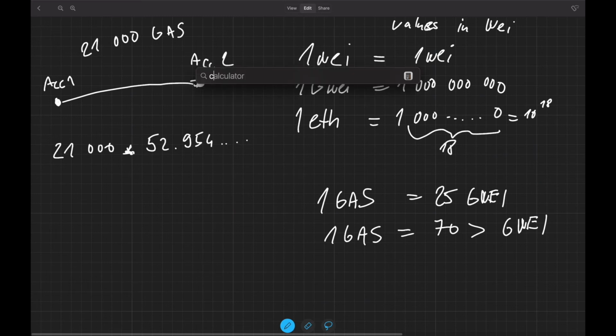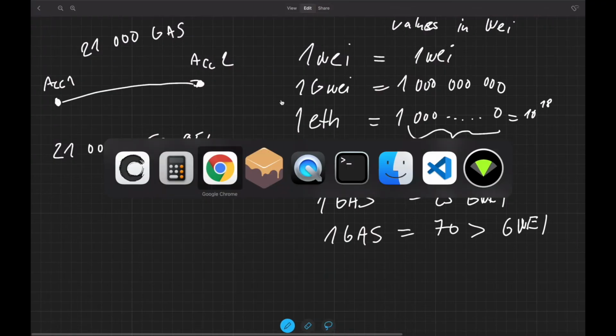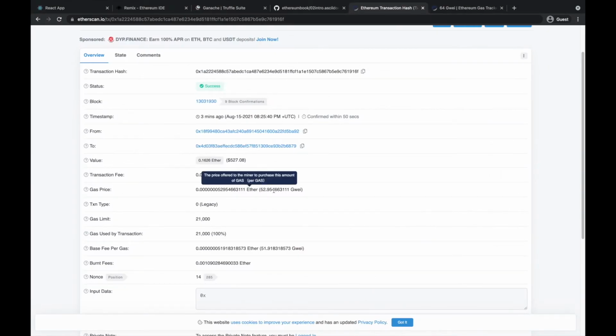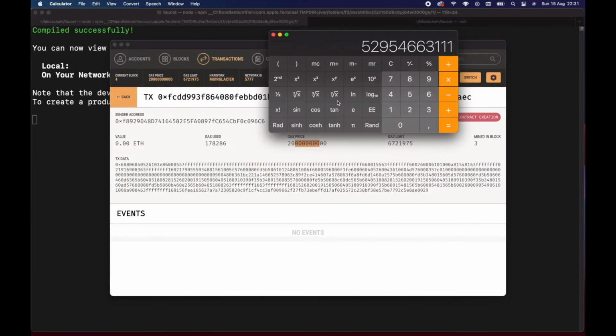I will go to the calculator. I will say 21,000 multiplied by, and I'll copy this number from Etherscan. I'll copy this value of the Gwei, so the gas price, and paste it here.